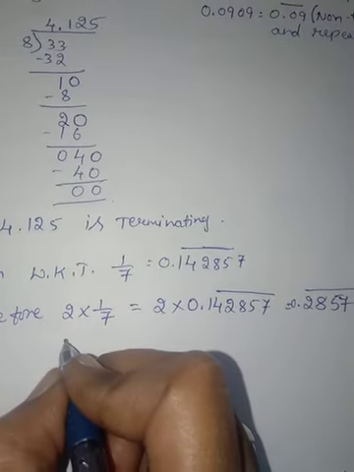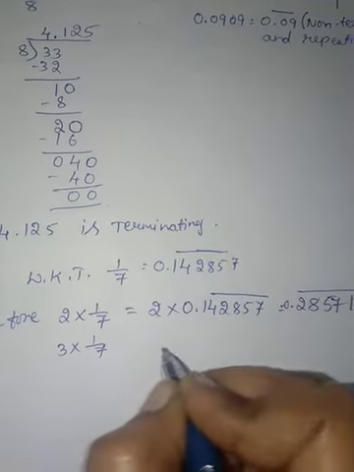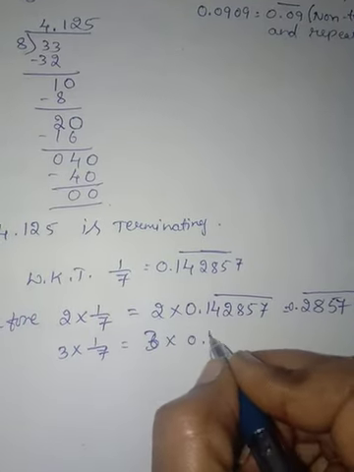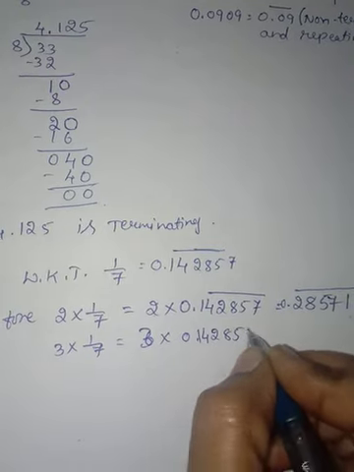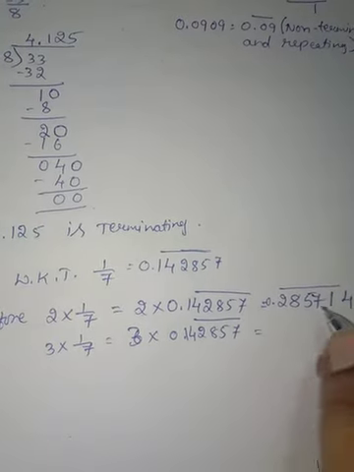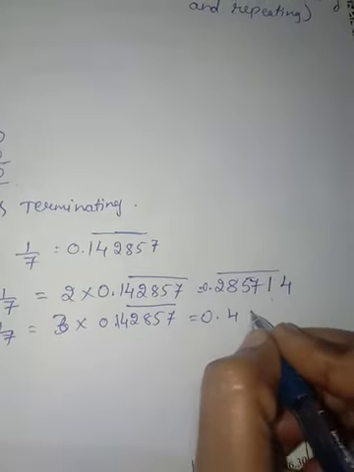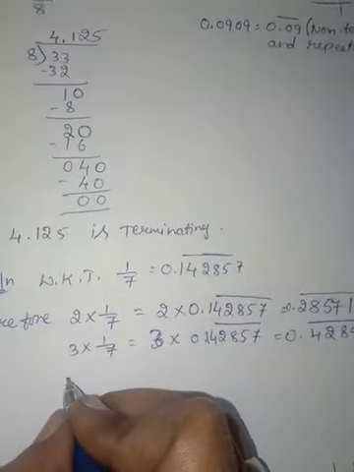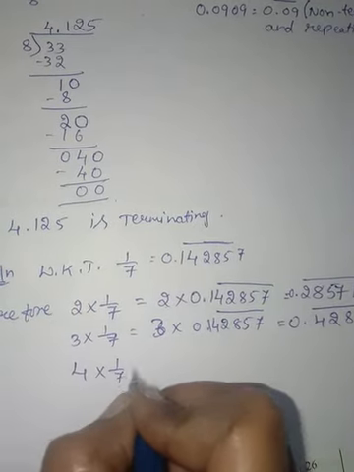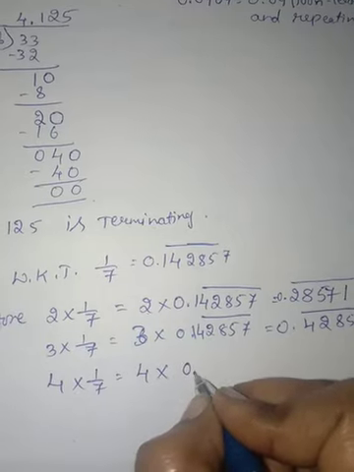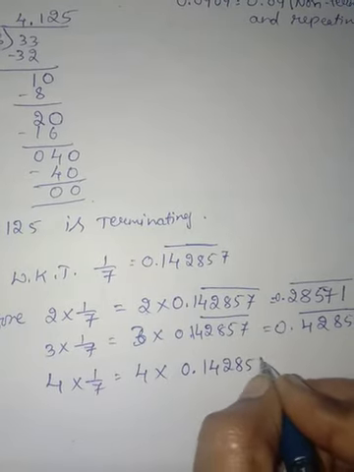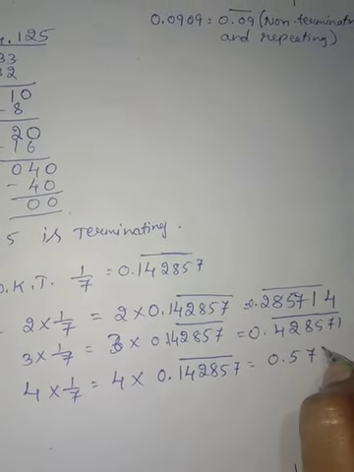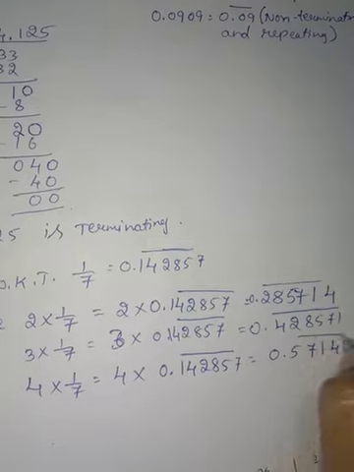Then I will show you what they have asked up to 6 by 7. They have asked for the values. Then 3 into 0.142857. You do the multiplication as it is. You are going to get the answer 0.428571. That also is recurring. Then 4 into 1 by 7, which is equal to 4 into 0.142857. Then you multiply, you are going to get the answer 0.571428.